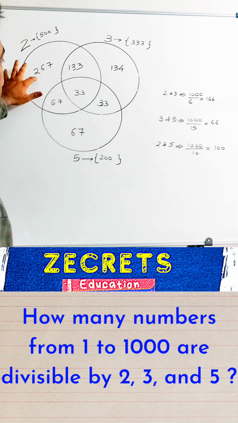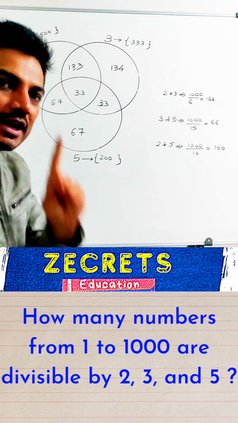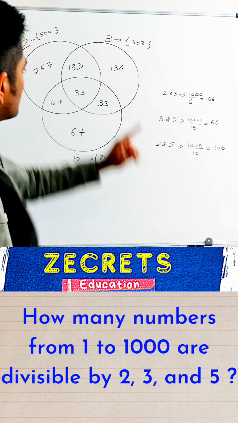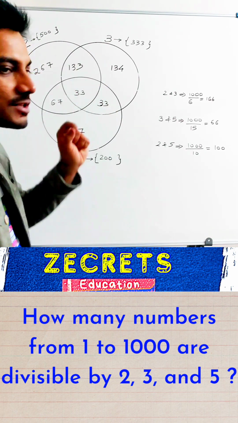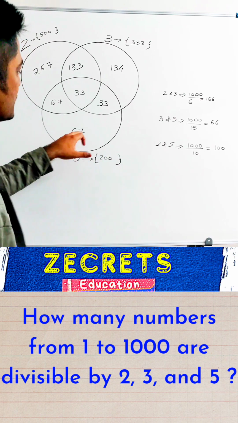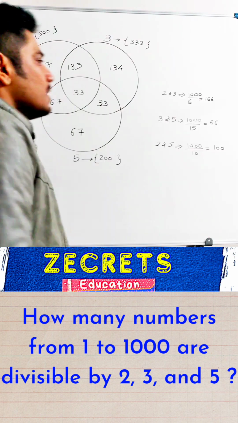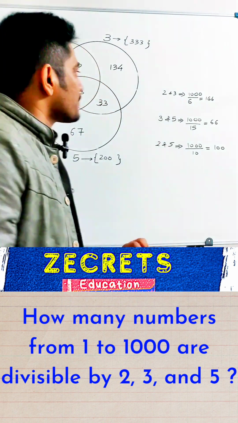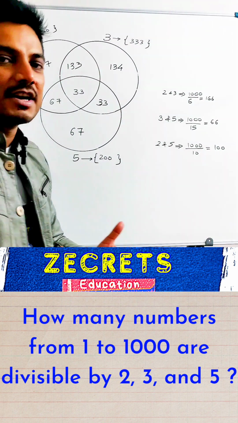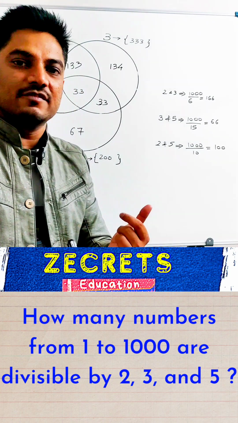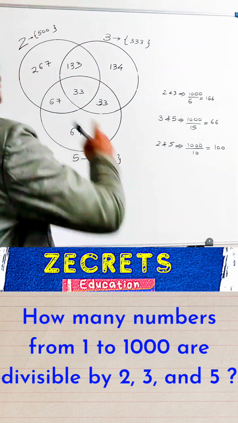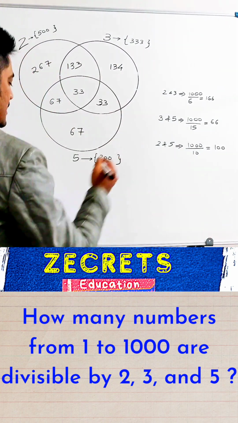There are 267 numbers which are divisible by only 2. No 3, no 5. 134 numbers which are divisible by only 3. Similarly, 67 which are divisible by only 5. And now the final part, to find out the numbers which are divisible by 2, 3 or 5, is nothing but the union of these three sets, which can be found out easily.